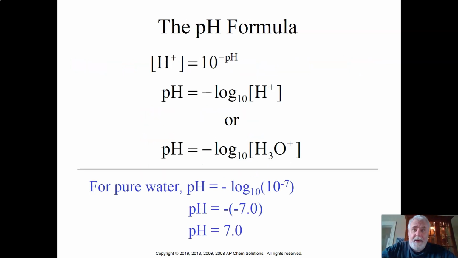Okay? Now, this gets us finally to asking, what are we really doing here? Well, pH equals the negative log base 10 of the hydrogen ion concentration, or, of course, interchangeably the hydronium ion concentration. So for pure water, it's pH equals the negative of a negative 7, which, of course, would be 7.0. All right?